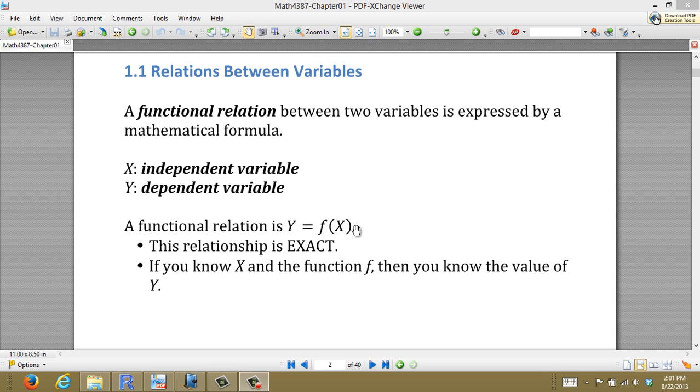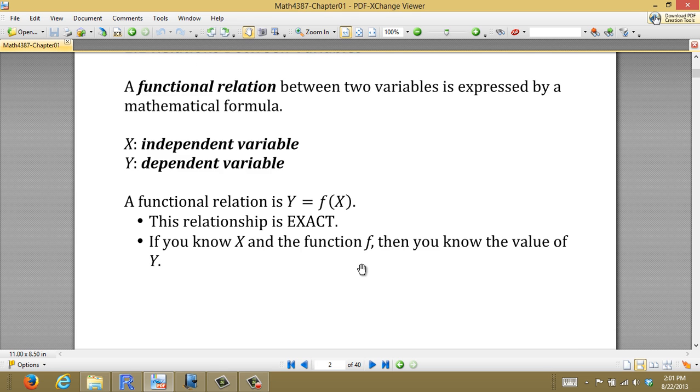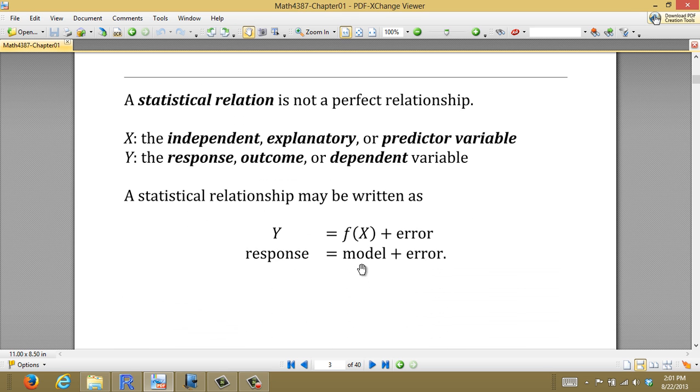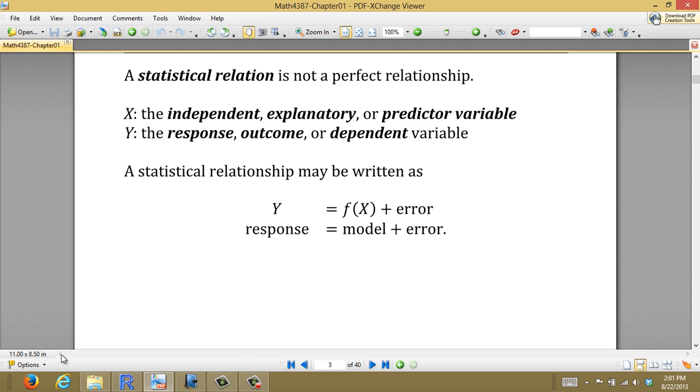The thing about a functional relationship is that the relationship is exact. If you know the value of the independent variable and you know the function under consideration f, then you know the exact value of y. There's absolutely no uncertainty. As you might expect, that kind of relationship is not really found in the real world. We don't get exact relationships like that. So instead, we're going to talk about how to examine statistical relationships.